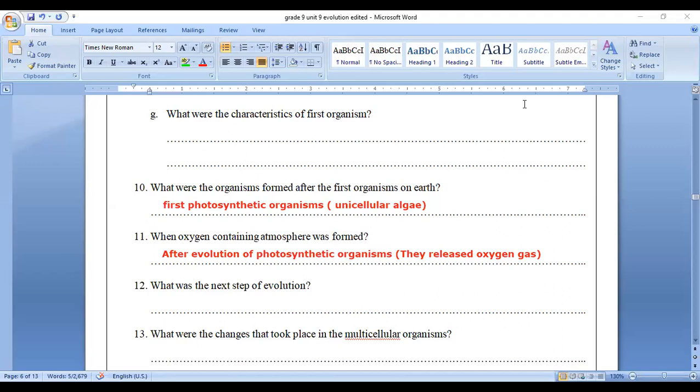Very good question, Mahdi. If the first organism is heterotrophic, what did they eat? They ate the organic chemicals in the environment. There was no life there, but organic chemicals were there. That is the real meaning of heterotrophic.